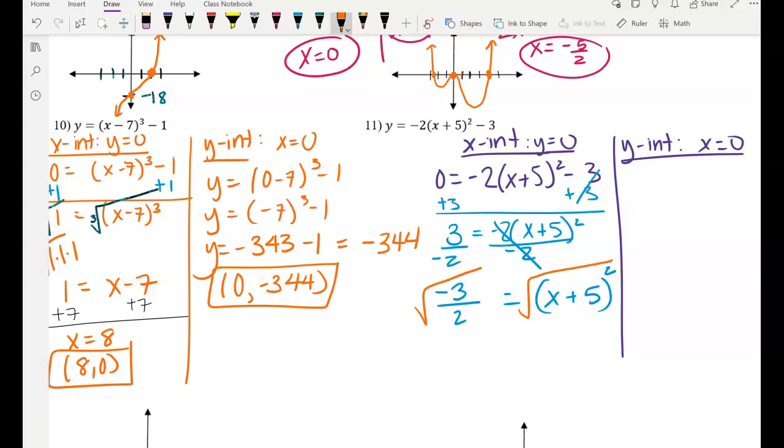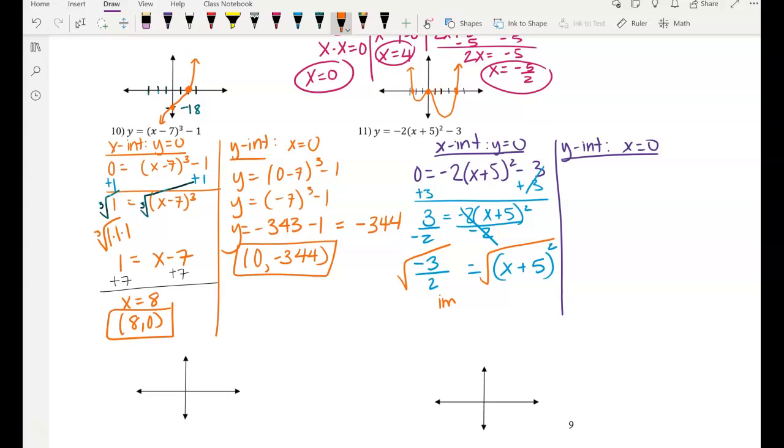Is this giving us imaginary answer? Oh yeah. So imaginary. So guess what? We can stop. But if we stop, how do we write our answer? No x-intercept. Well, what would that even look like? Would it ever touch the x-axis? No way. So we're going to prove that in a little bit.